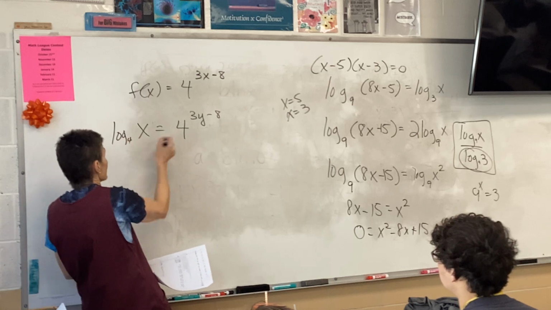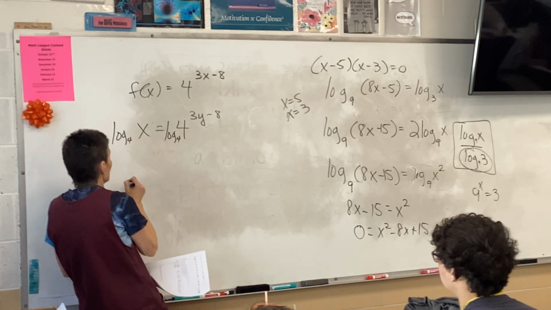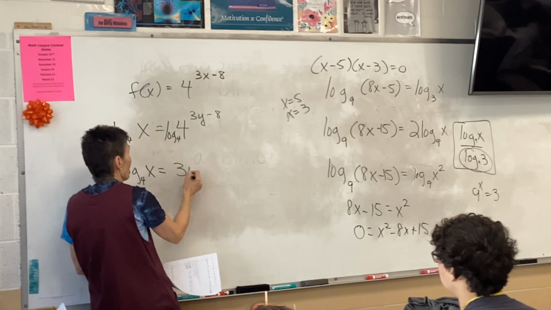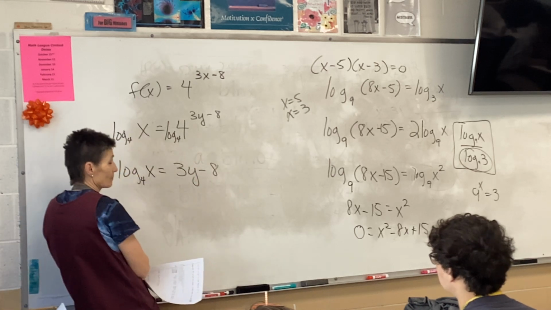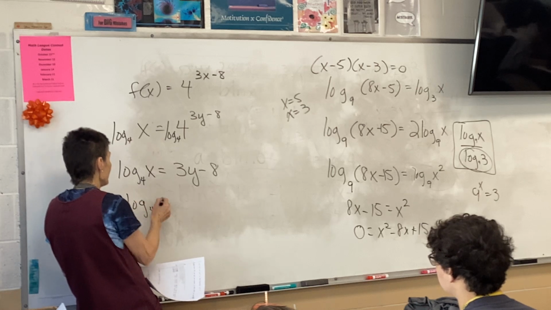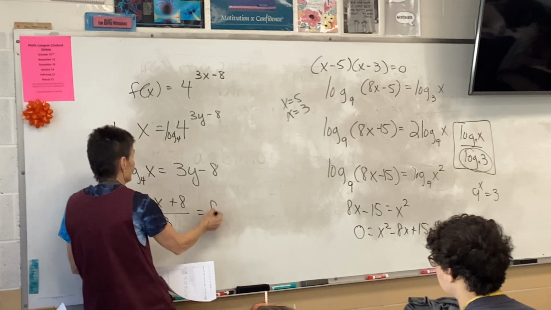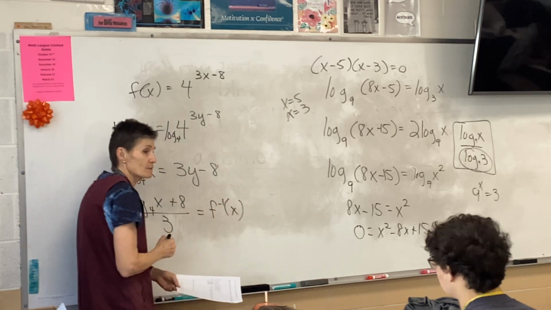Log base 4 both sides. So log base 4 of x equals 3y minus 8. Add 8. Divide by 3. And that will be your inverse.